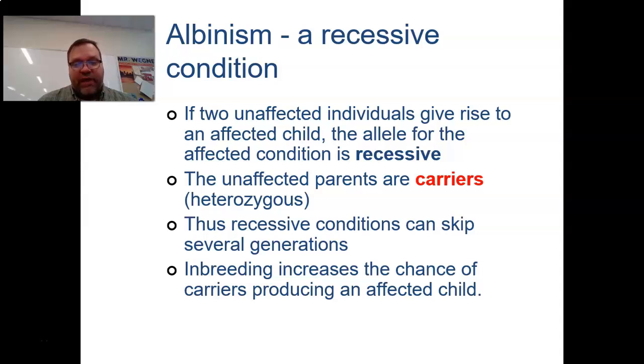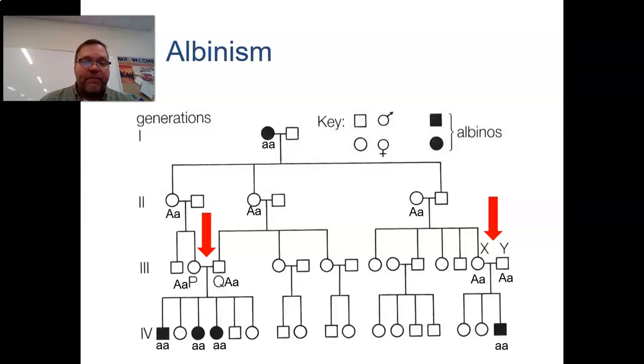Inbreeding increases the chance of carriers producing an affected child. Okay, let's take a look at what we got here. So we know that if you have albinism, it's a recessive, you have to have lower a, lower a. So the first thing we do is go throughout our whole chart and we fill in everything that's colored in with lower a, lower a. Has to be that way.